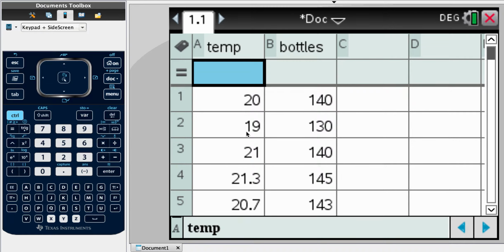The temperature is predicted to be blah, blah, blah. Okay, so we'll deal with that in a second. So if you pause the video, you'll be able to input your data, or you can watch the video and then have a go at it.